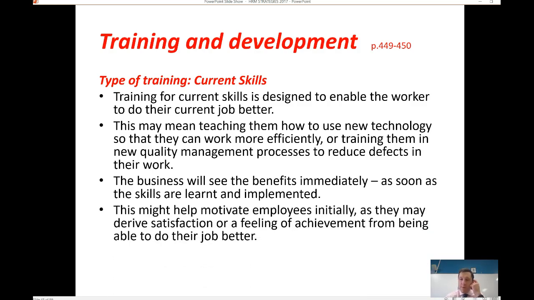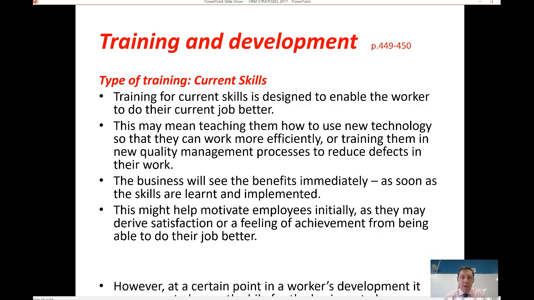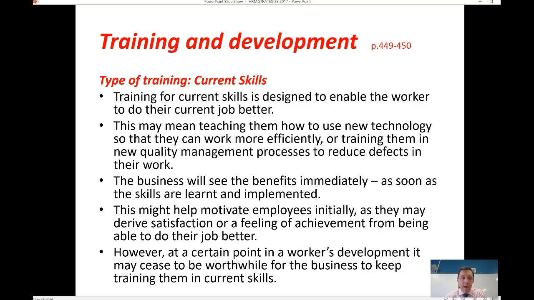It might help motivate employees initially as they may derive satisfaction or a feeling of achievement from being able to do their job better. So potentially from training you can see an immediate increase in morale of staff. However, at certain points in a worker's development, it might cease to be worthwhile for the business to keep training them, because the cost may be outweighing the benefit.